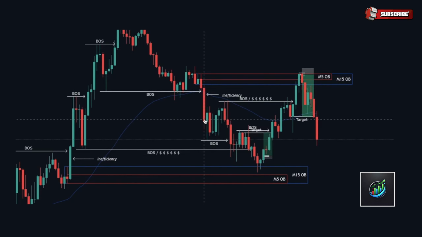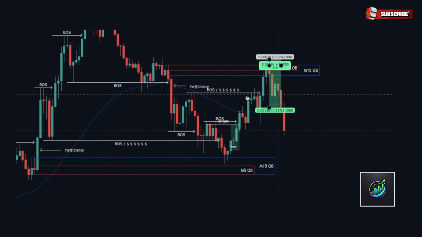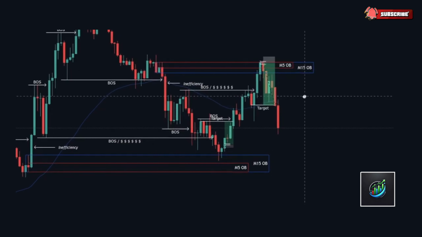You can see we broke it very impulsively too, and left inefficiency behind as well. So this was a very important break of structure to me, and I focused more on the area of interest around this 15-minute order block and this 5-minute order block, compared to focusing maybe on the break of structure here and a little break of structure down here as well, which I haven't marked in. I focused on that because, again, inefficiency.